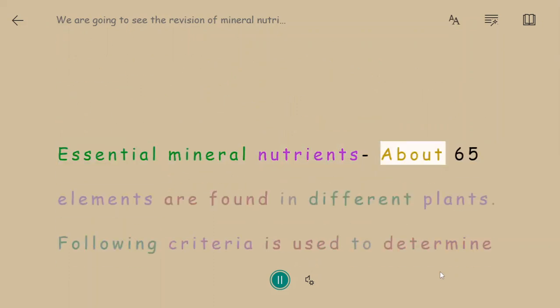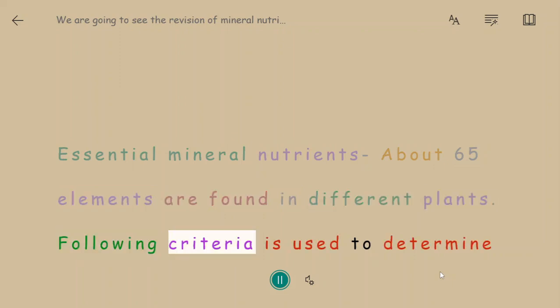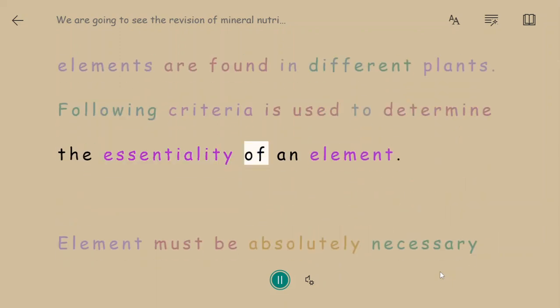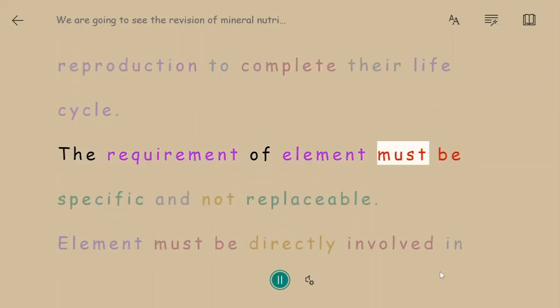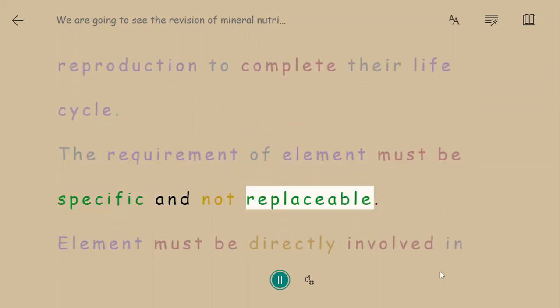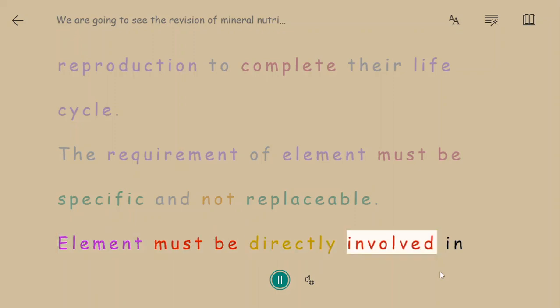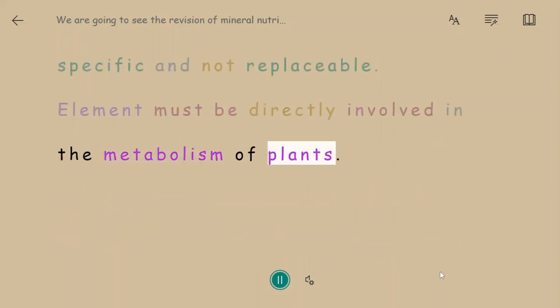Essential mineral nutrients, about 65 elements, are found in different plants. The following criteria is used to determine the essentiality of an element. The element must be absolutely necessary for normal growth and reproduction to complete the life cycle. The requirement of the element must be specific and not replaceable. The element must be directly involved in the metabolism of plants.